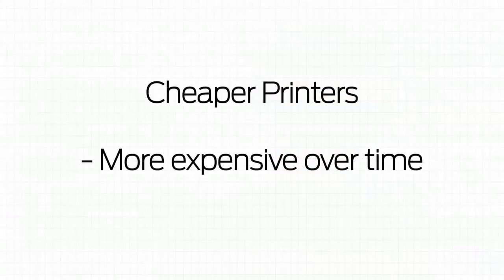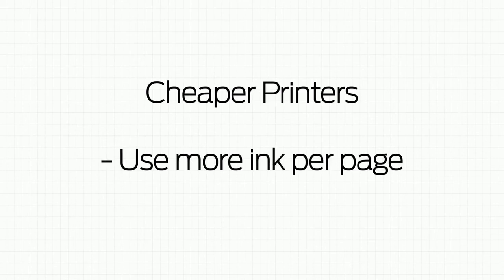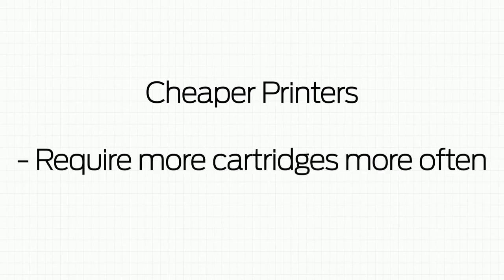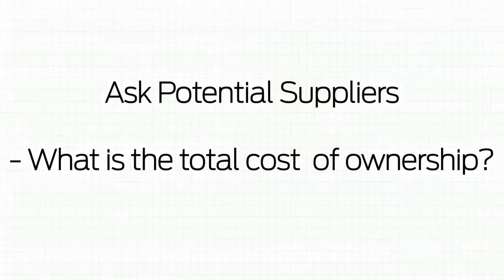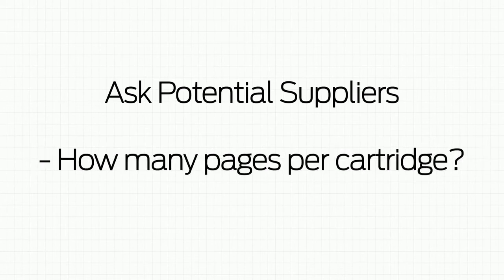The second point is around buying printers. The worst way to buy a printer is to walk in and pick the one with the cheapest price tag. Cheaper printers often cost more in the long run because they use more ink per page, which means you need to buy more replacement toner cartridges or ink cartridges. A slightly more expensive printer can save 3 to 4 times the difference in price over the life of that printer through lower printing costs. It's also important to ask questions such as, what is this printer's total cost of ownership? And how many pages do you get per cartridge?